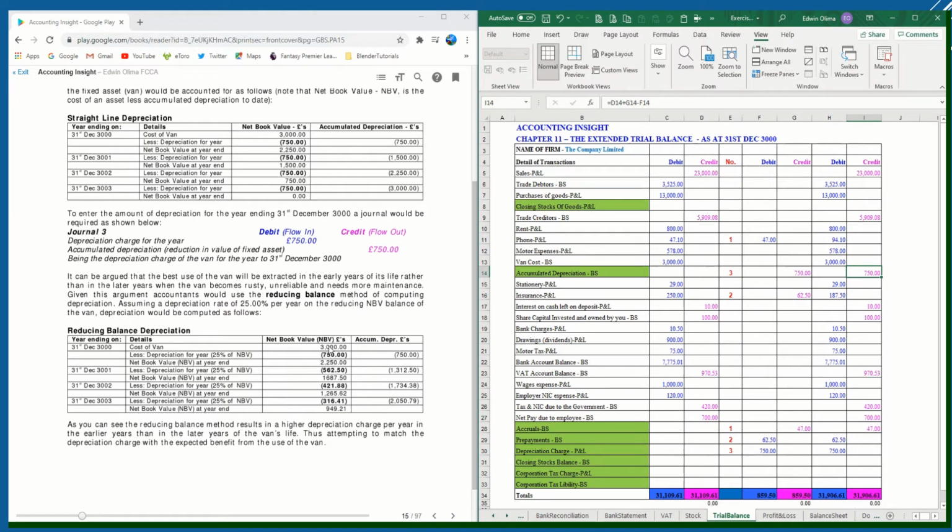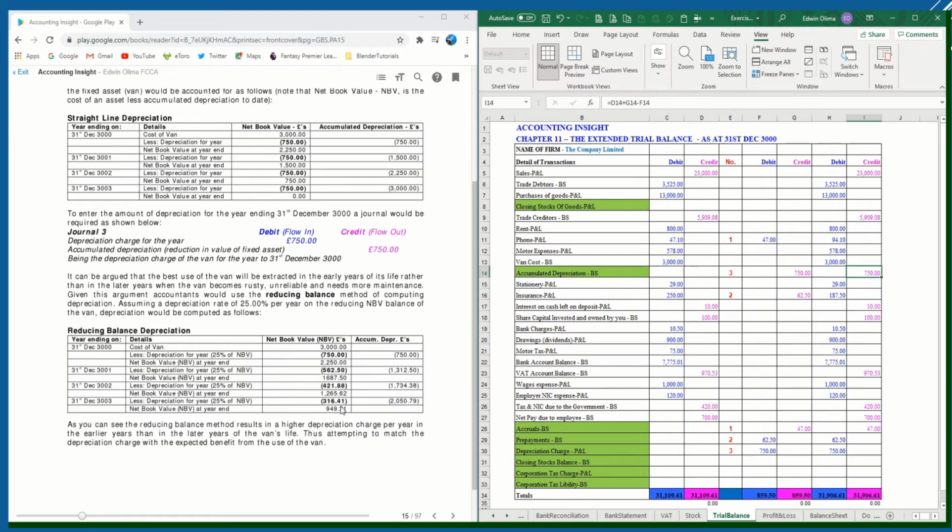This second method basically takes 25% of the net book value of the van each year. So in the first year, the net book value is 3,000, so 25% of that will be 750. And at the end of the year, your net book value is 2,250. In the second year, you take 25% of your opening net book value, which is 2,250, which will give you 560, and so on. So each year, you're getting a reducing depreciation charge for the cost of the van.